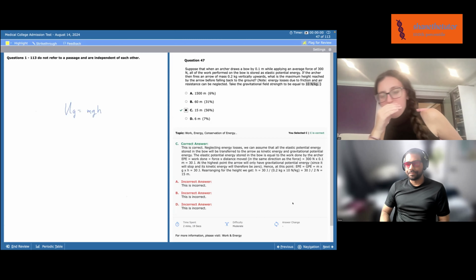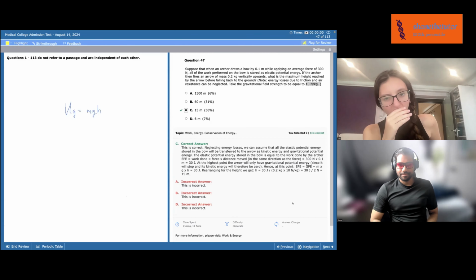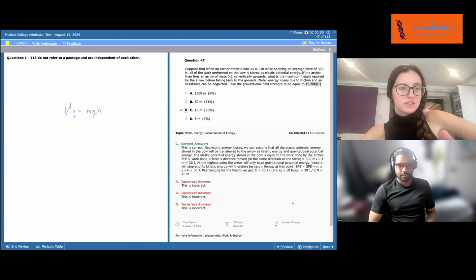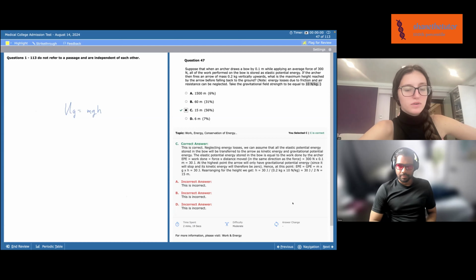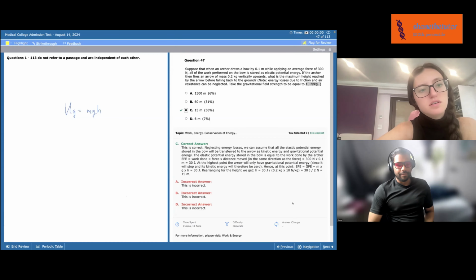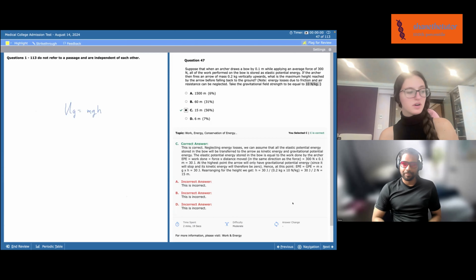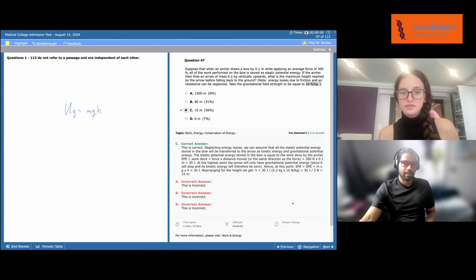But how does the work become gravitational potential energy? Is it like the potential to do work? Yeah. In physics, the definition of energy is the ability to do work. So you can use them interchangeably for the most part. All right, got it.